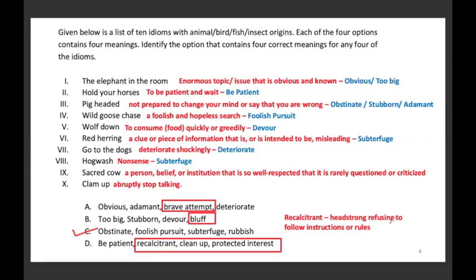Recalcitrant means headstrong, refusing to follow instructions or rules. Yes, and I agree you may associate it with stubborn also, but it's not that closely associated. Let me put it that way. Okay, we'll move to the next one.